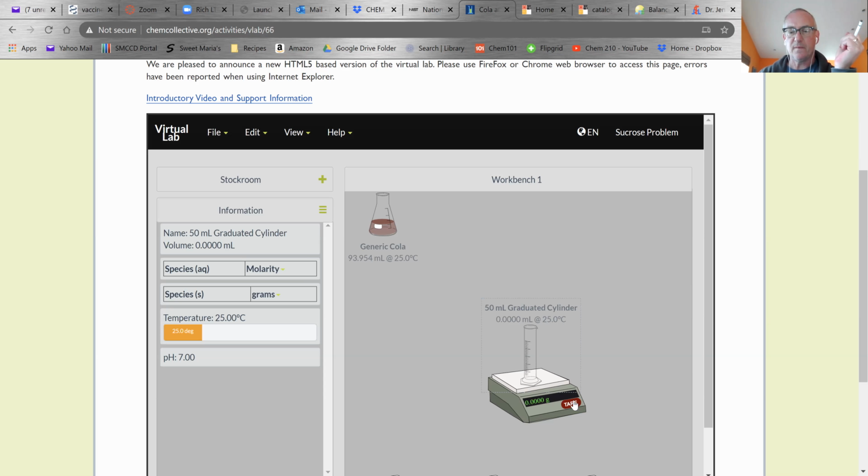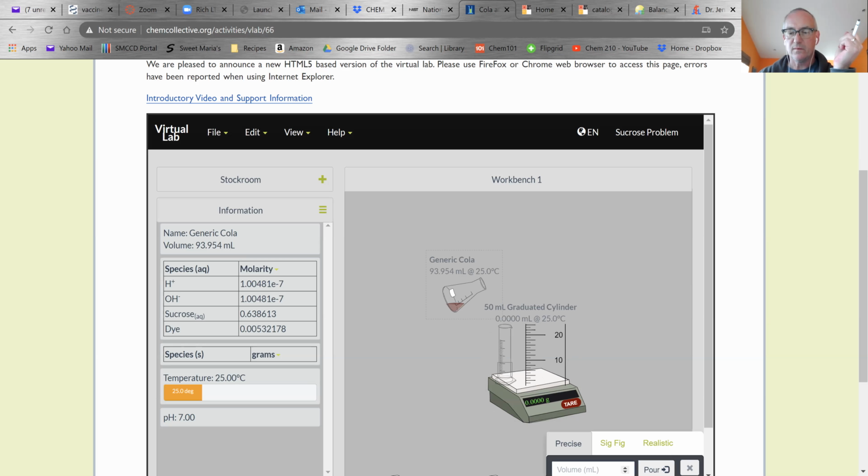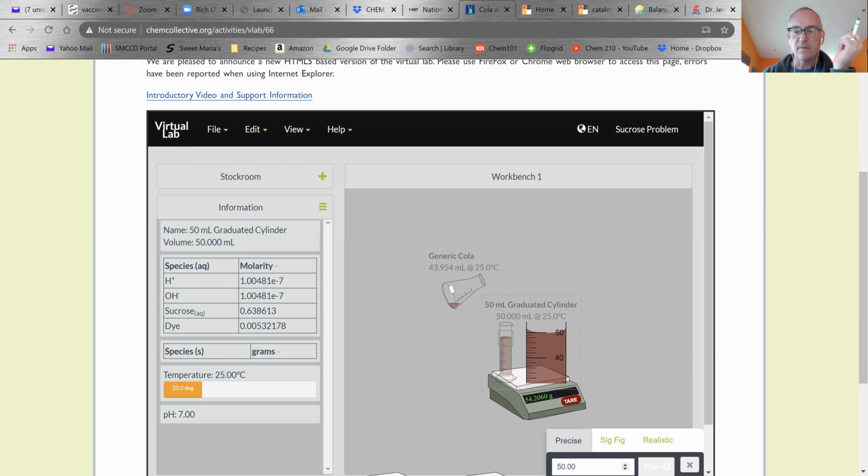So we'll tare it, and then I'm going to put 50 mils of my cola in there. 50.00. And then just want to double check and make sure that the meniscus is on the 50. And it looks like it's on the 50. So measure the mass, determine the density, and then go back to your standard curve and use the slope of the standard curve to determine the concentration in grams per 100 mils.